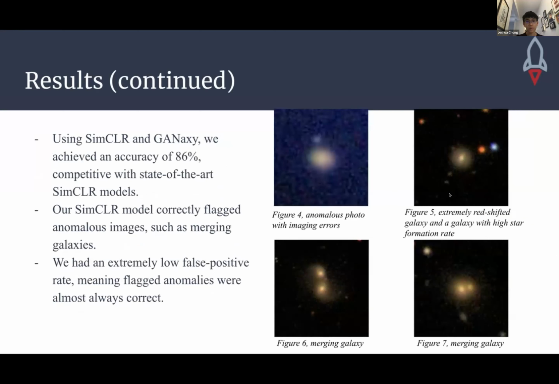By running our SymClear model on both labeled Galaxy Zoo 2 data, as well as images from the GANaxy, we achieved an accuracy of 86%, competitive with even state-of-the-art SymClear models. Our SymClear model was able to correctly flag anomalous images, such as images with visual artifacts, or interesting phenomena, such as galaxy mergers, as you can see here on the right, which are examples of some anomalous images.